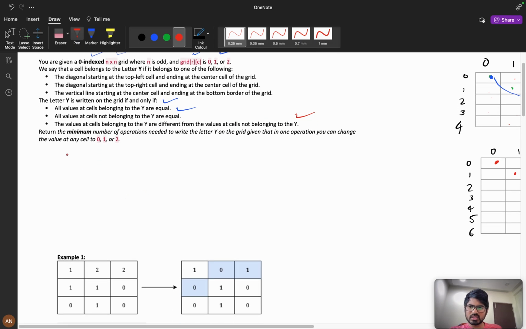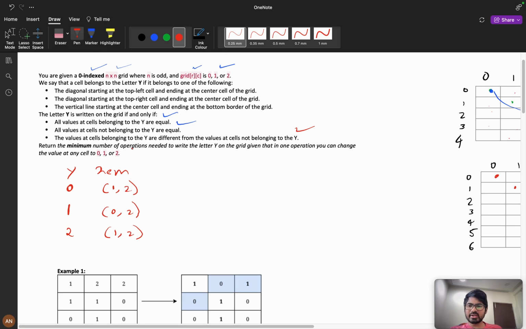That means suppose my Y is 0, then all my remaining elements can be either 1 or 2, not both. If my Y is 1, the rest can be 0 or 2. If it is 2, the rest can be 0 or 1. We need to return the minimum number of operations needed to write the letter Y on the grid, given that in one operation you can change the value at any cell to 0, 1 or 2.